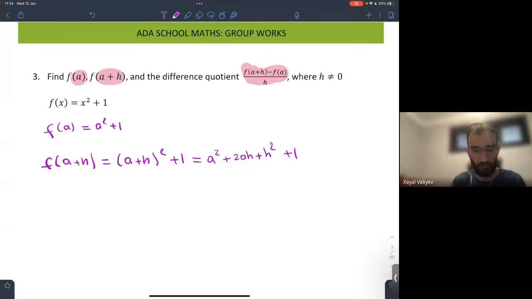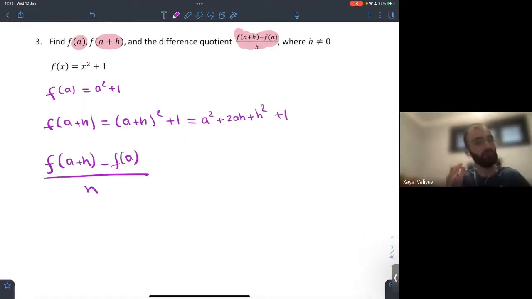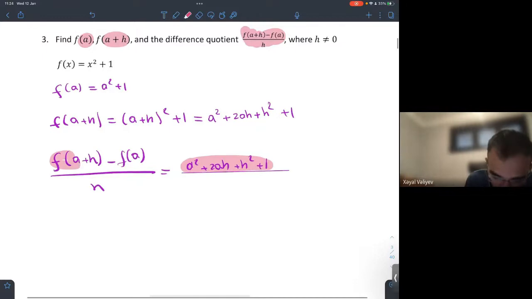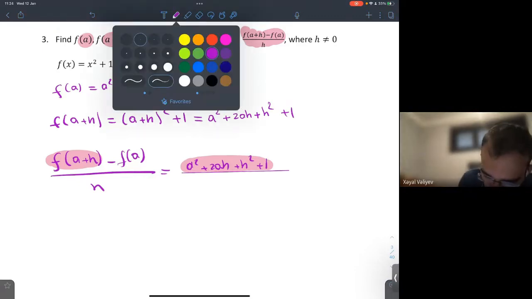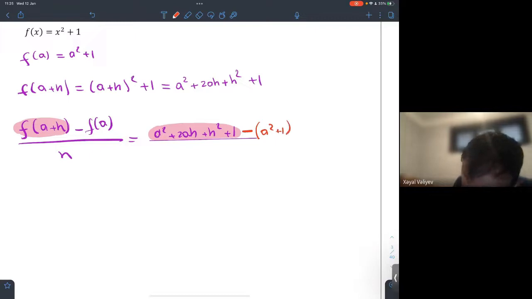The next part of this question: we did f of a and f of a plus h, and now it tells you to find f of a plus h minus f of a, divided by h. We know f of a plus h. Ziver said it is a squared plus 2ah plus h squared and plus 1. This whole thing is instead of f of a plus h, and we also know f of a. Because of the minus, I'll write a squared plus 1 in brackets, since the minus affects a squared as well as the 1. And divided by h is still there.